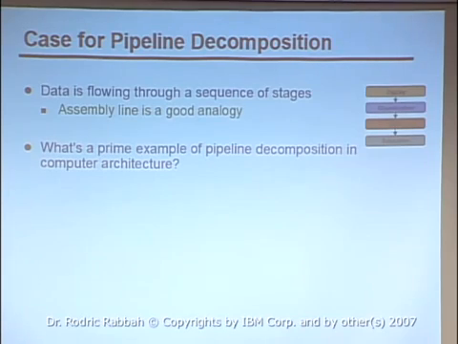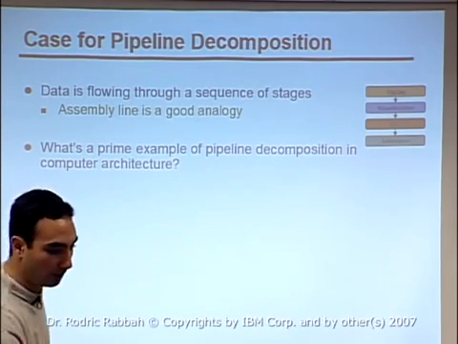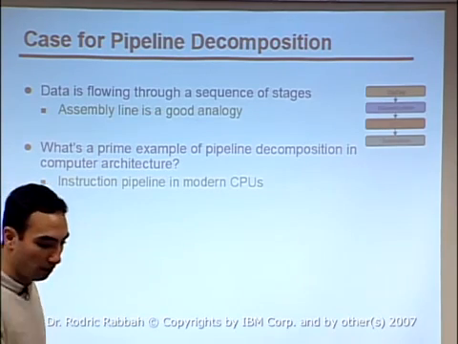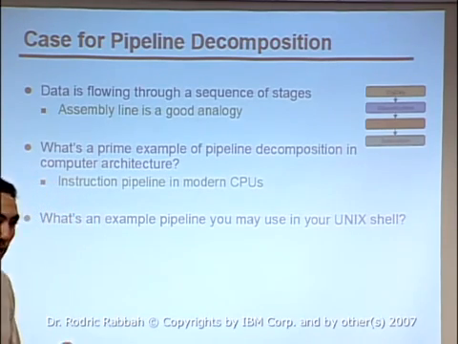And what are some prime examples of pipelines in computer architecture? It's like the instruction pipeline in your superscalar. But there might be some other examples of pipelines, things that you might have used in, say, a Unix shell.